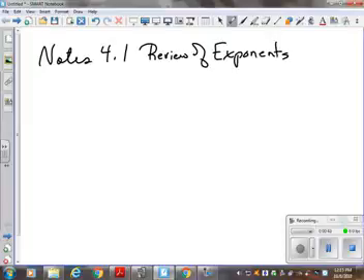Okay, so we're going to do a little review of exponent work today. And as we go through this, we're going to talk about vocabulary, and about things you can do on your calculator, and things you've got to do by hand.